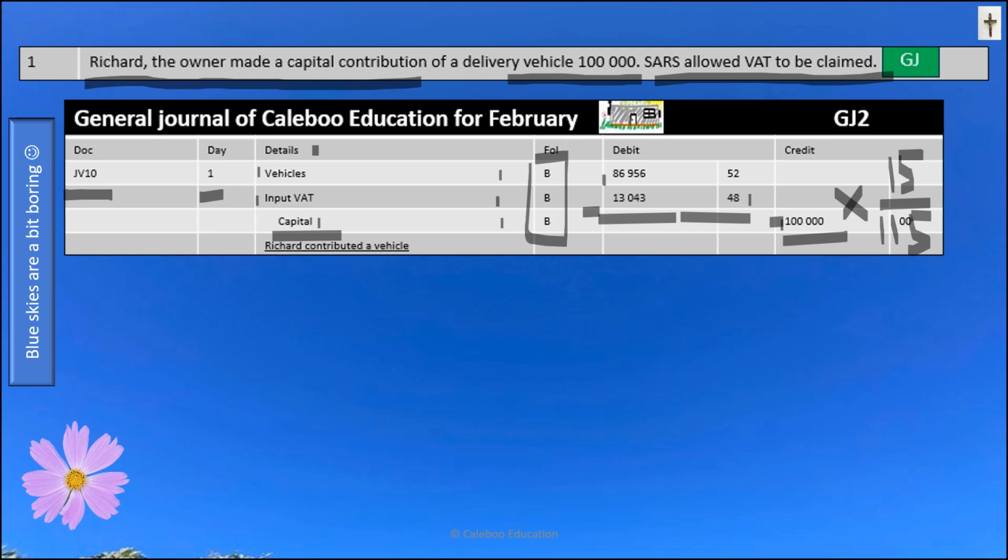and 48 cents. That is the VAT amount. Then the actual cost price of the vehicle is 100,000 minus the 13,043.48. So let me rub that all out, and we will look at a nice neat copy.